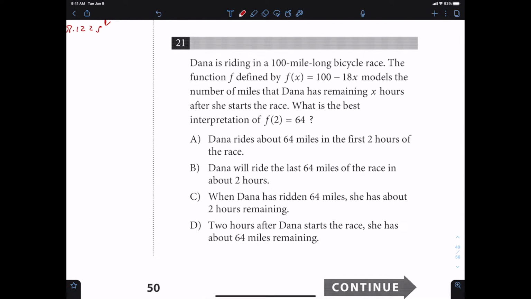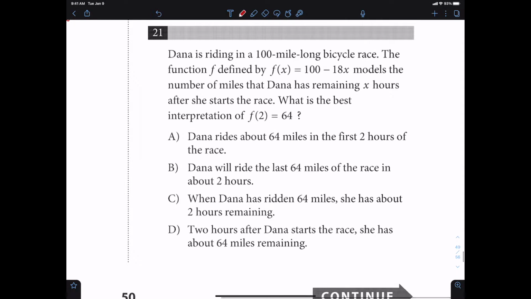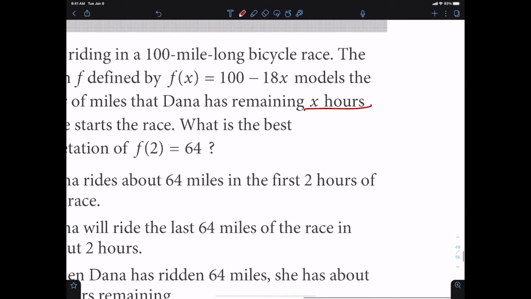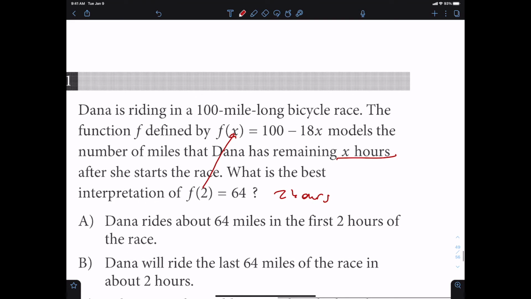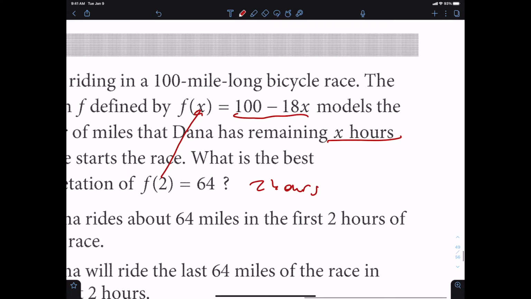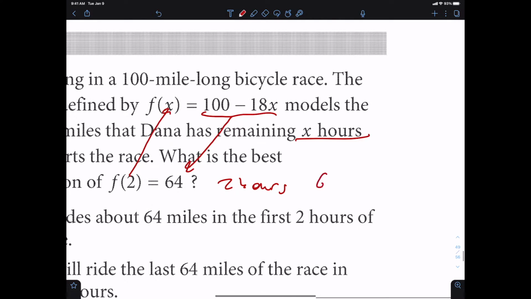Dana is riding a 100-mile long bike race. The function models the number of miles that she has remaining X hours after she starts the race. What is the best interpretation of f of 2 equals 4? Okay. Remember, X is hours, and we're plugging in 2 for X here, so that means 2 hours. We know that's going to be there somewhere. And then 100 minus 18X is going to be the number of miles she has remaining, right? So in this case, this is going to equal 64, so she has 64 miles remaining.